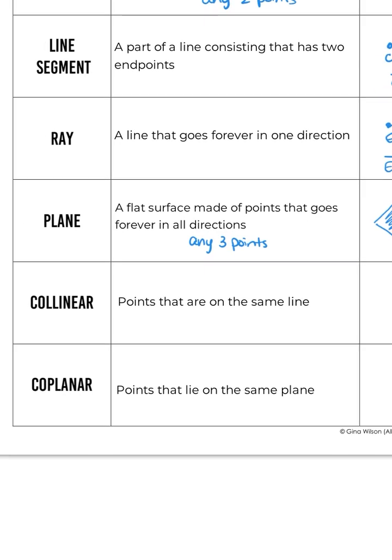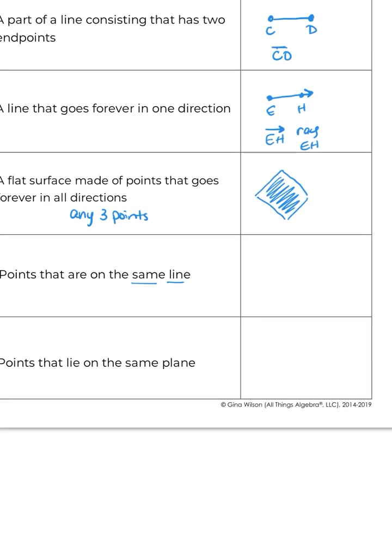Collinear. Co means the same, and linear means line. So, the same line. If I go back to my line AB that we had earlier, and say I put another dot on there, say this is F, then A, B, and F are collinear because they're all on the same line.